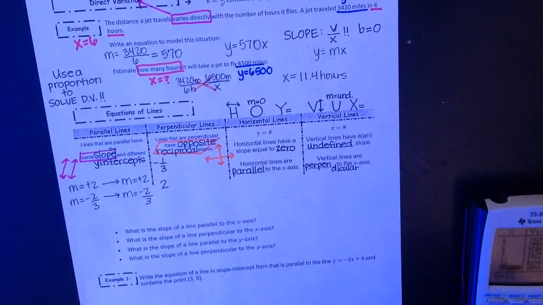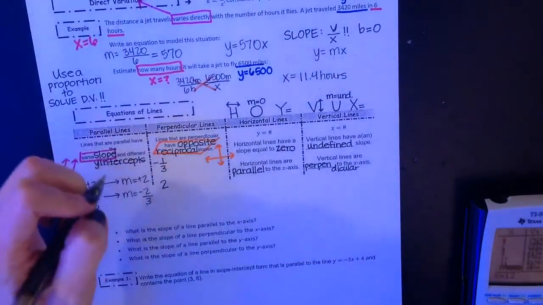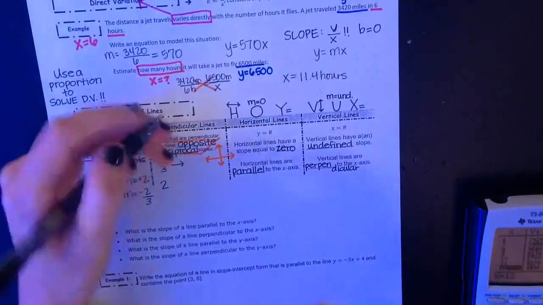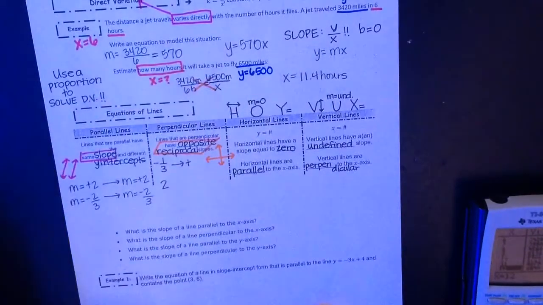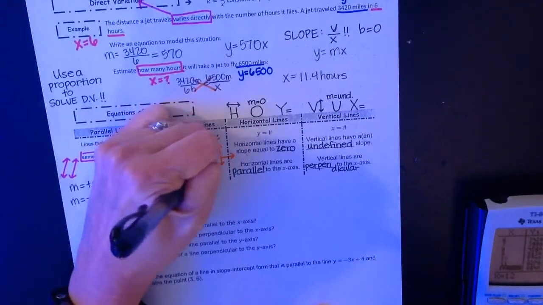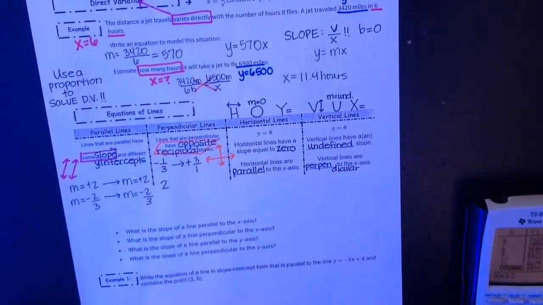Because they meet at right 90-degree angles. So if the first slope is 1/3, my second slope is going to be the opposite sign, so a positive, and reciprocal means you flip the fraction. So it's going to be 3 over 1. 3 over 1 is just a whole number of 3.